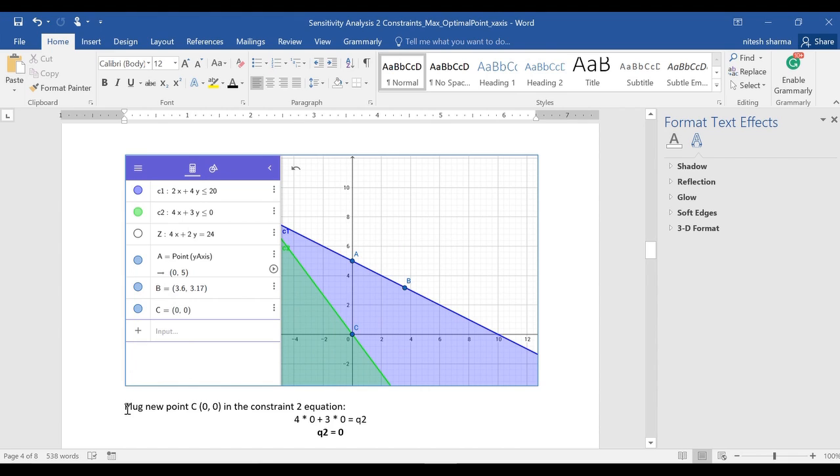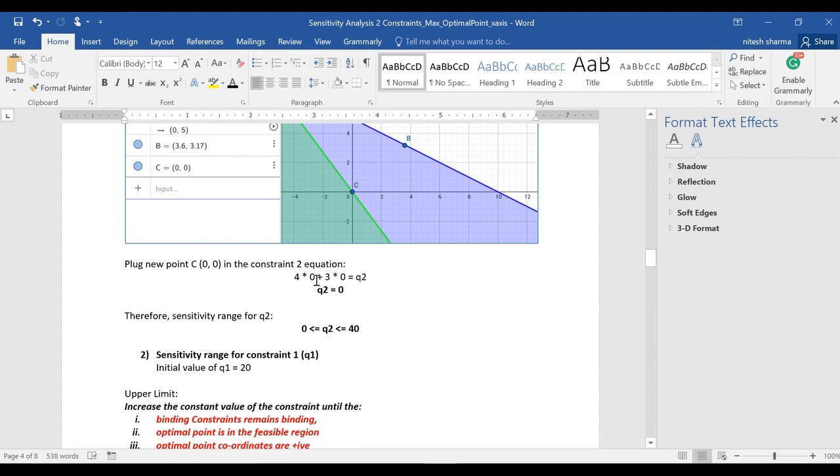Now to find the lower limit mathematically, I'll plug this new optimal point into the constraint 2 equation, that is 4 into 0 plus 3 into 0, and Q2 becomes 0. Therefore, the sensitivity range for Q2 is between 0 and 40.